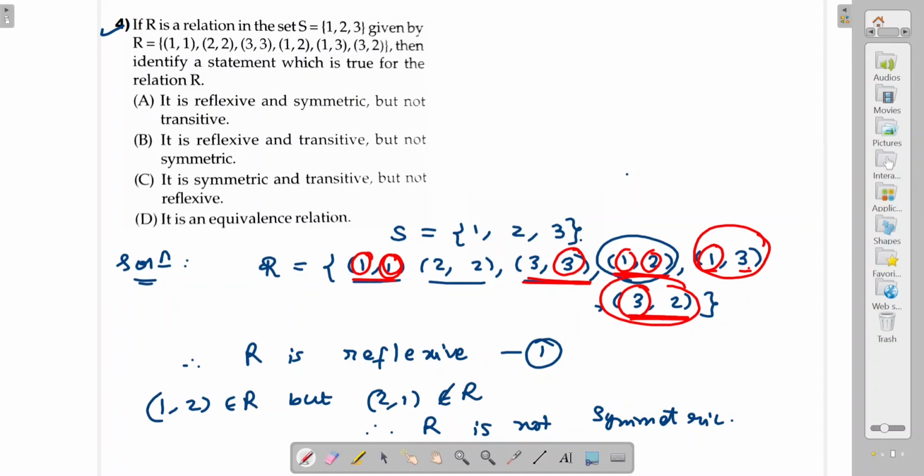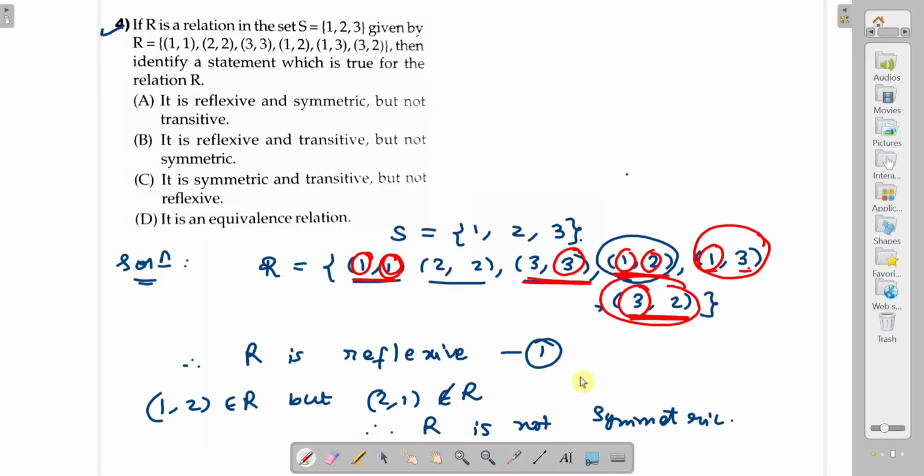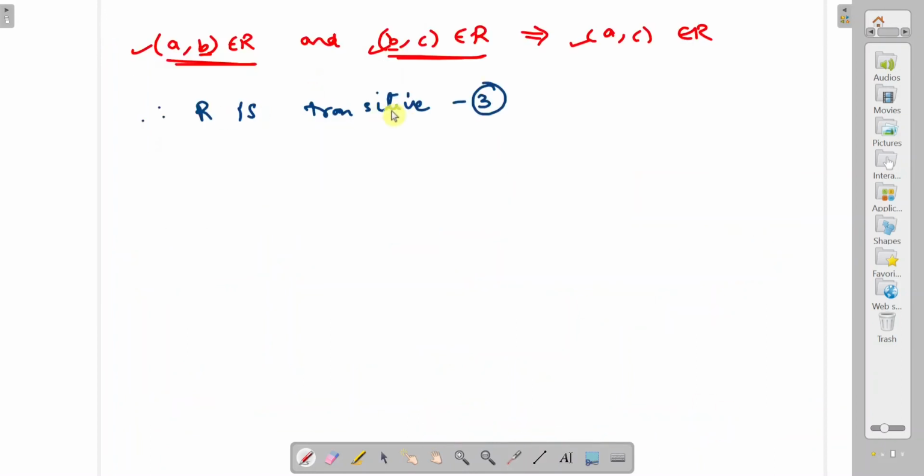So we have the condition for every pair which is occurring in the set R, right? So therefore R is transitive. So we will call this as 3, and this is 2. I had not called this some number. So R is not symmetric, that is 2. R is transitive, that is 3.